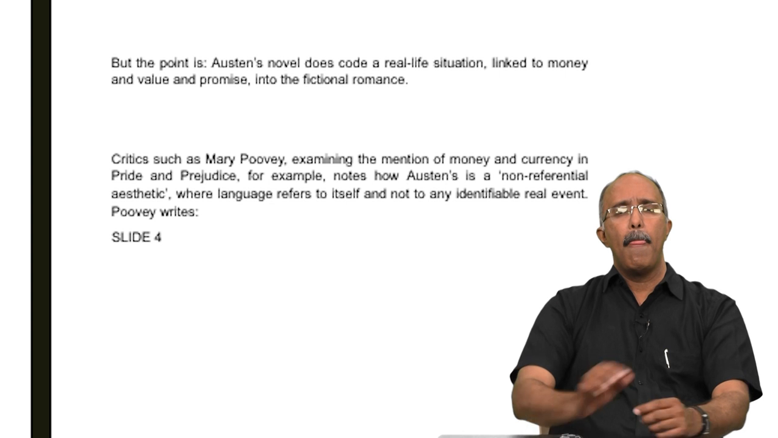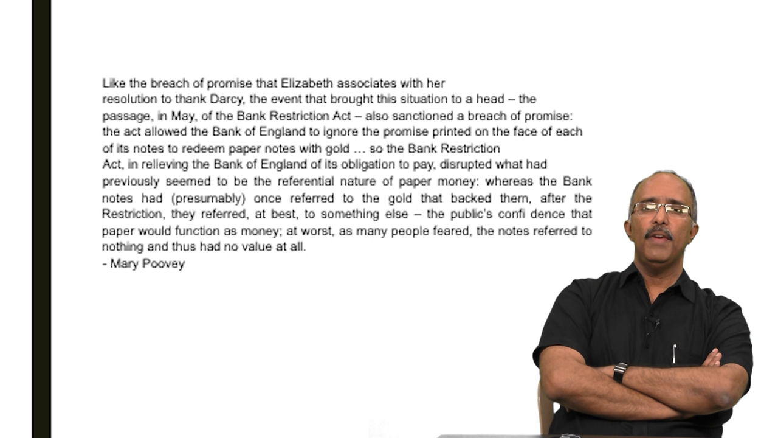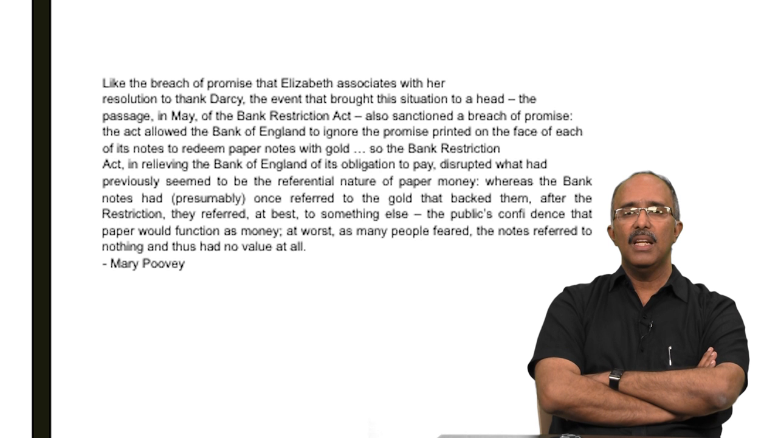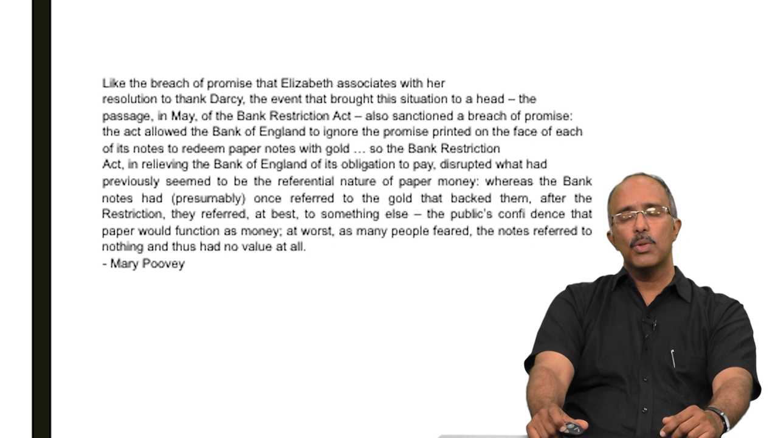Like the breach of promise that Elizabeth associates with the resolution to thank Darcy, the event that brought the situation to a head, the passage in May of the Bank Restriction Act sanctioned a breach of promise. The act allowed the Bank of England to ignore the promise printed on the face of each of its notes to redeem paper notes with gold. So the Bank Restriction Act, in relieving the Bank of England of its obligation to pay, disrupted what had previously seemed to be the referential nature of paper money. Mary Poovey argues that the breach of promise between humans is akin to the social context and the breach of promise by the Bank of England itself.